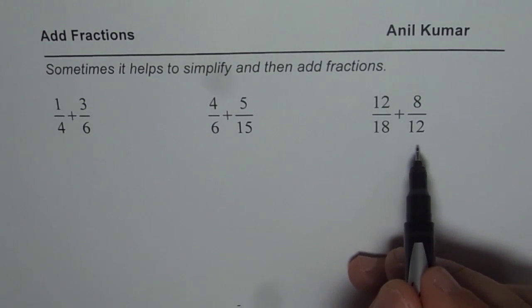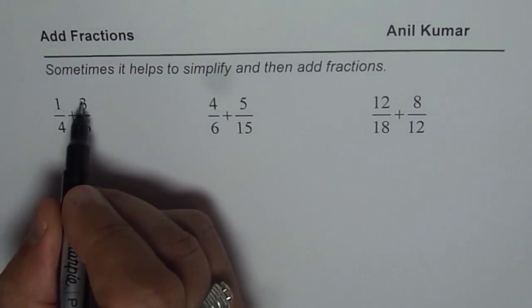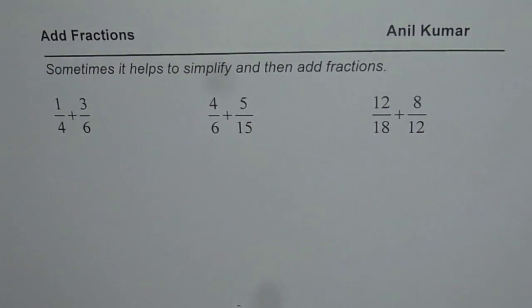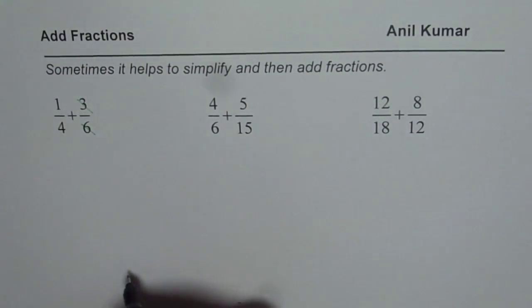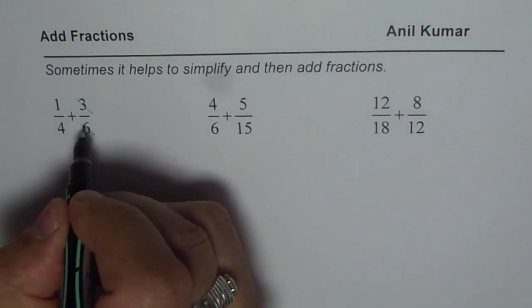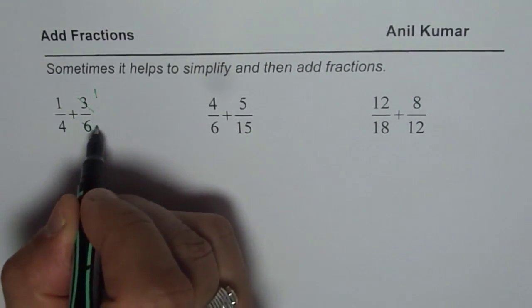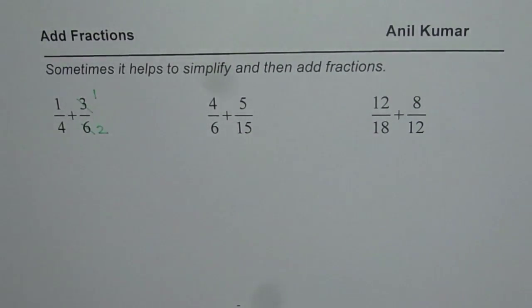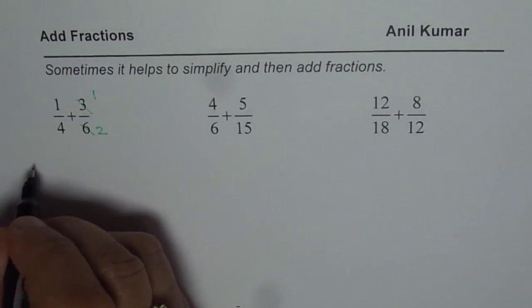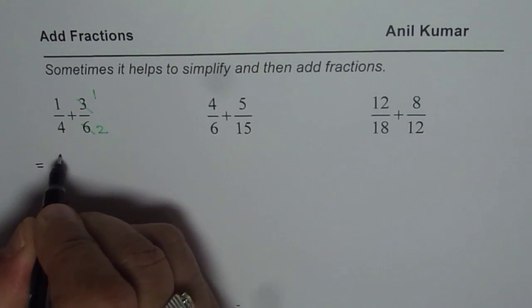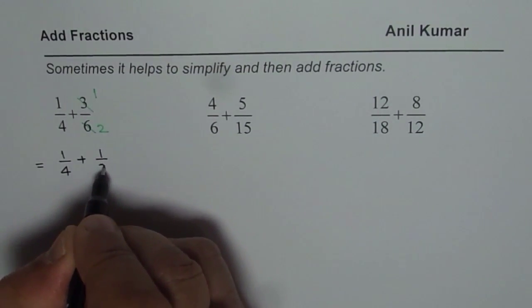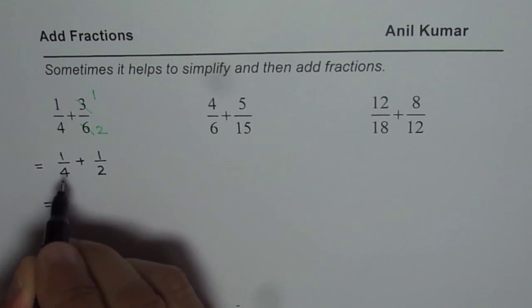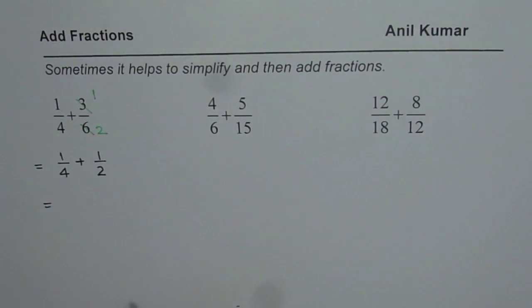Let us see how to do it. Now 1 over 4 plus 3 over 6. As you can see, 3 over 6 you can divide both by, rather 3, sorry. So if you divide by 3, you get 1 over 2. Do you see that? So we could write the first fraction as equal to 1 over 4 plus 1 over 2. Now, to add, we need a common denominator.